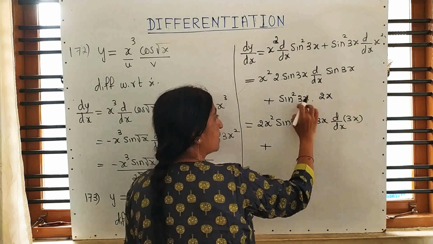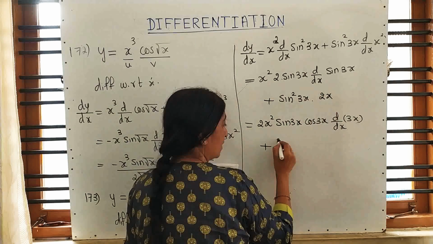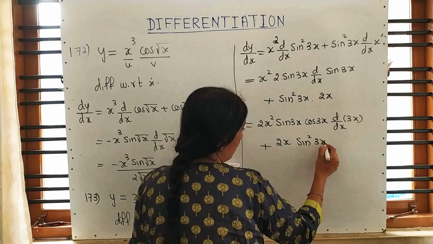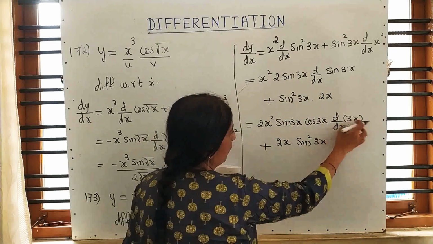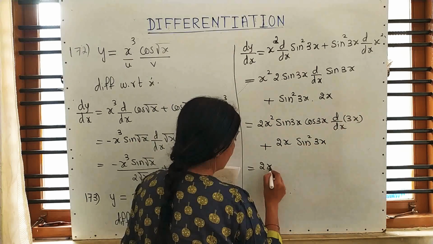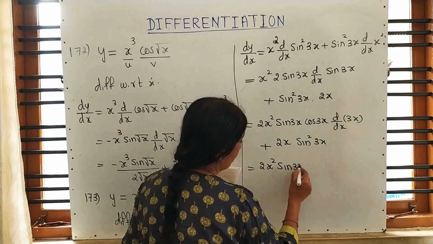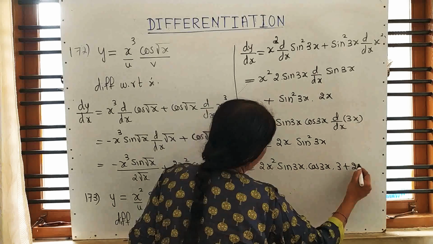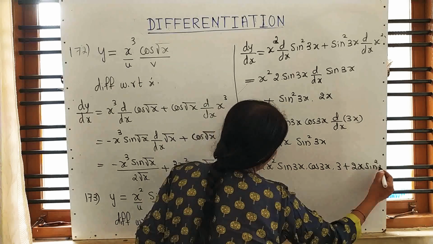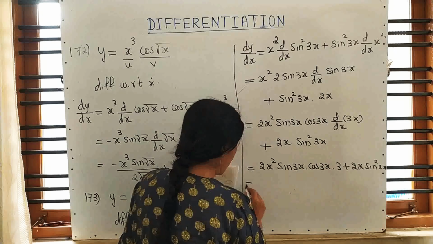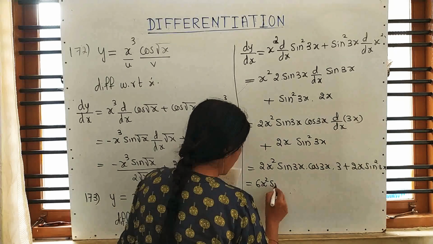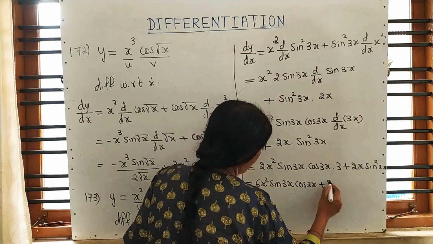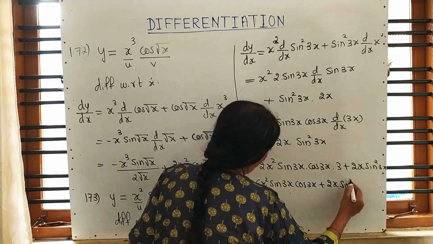Plus, and don't mix these two. This is the angle, this is independent. It is without a trigonometric term. That's why I am writing this first. Now differentiation of 3x will be 3. Plus 2x into sin square 3x. You can write one more step here. 6x square sin 3x into cos 3x plus 2x sin square 3x.